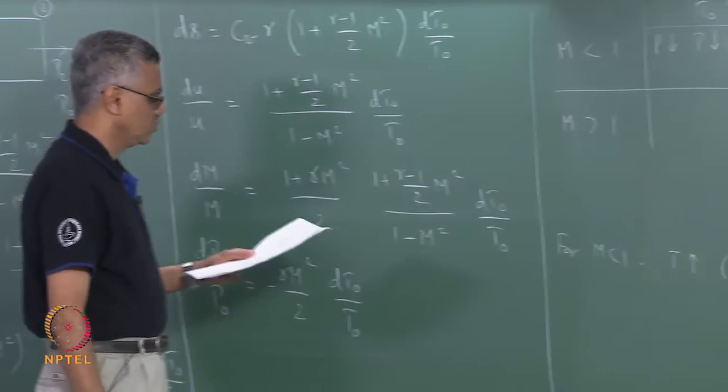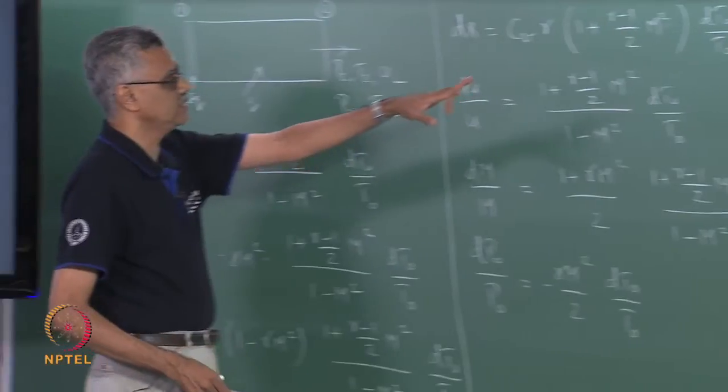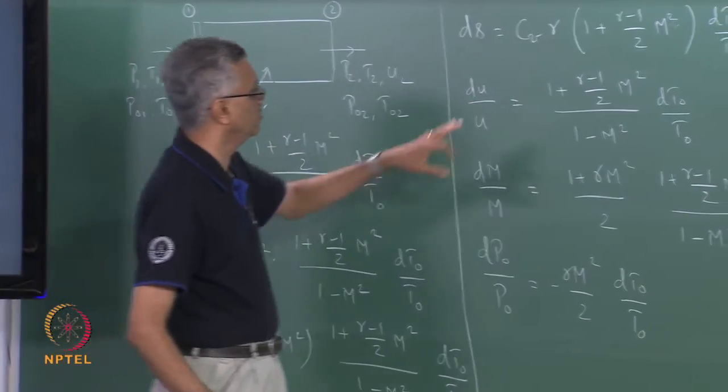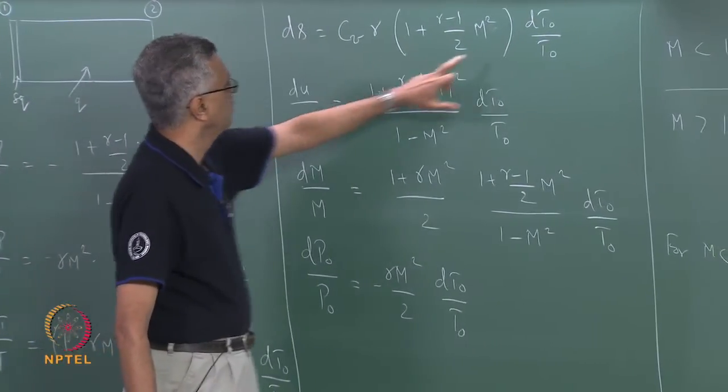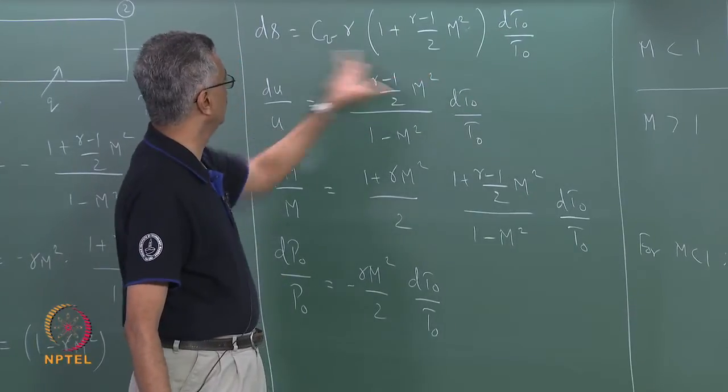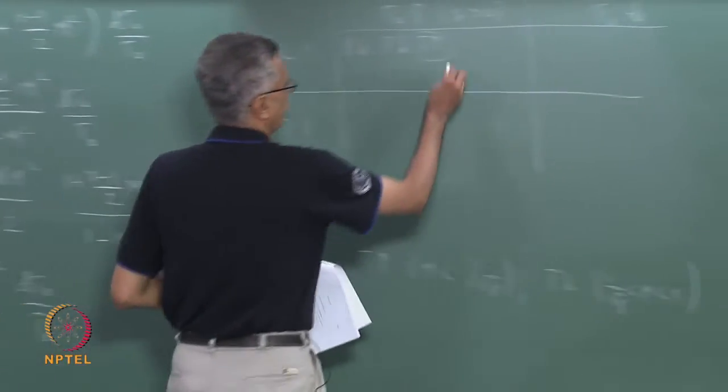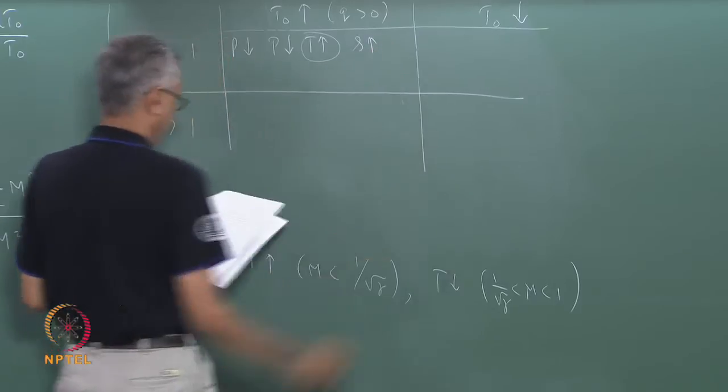So generally the static temperature increases, we have written that over there. Now we go to entropy. This is positive, this term is also positive. So entropy in this case increases.